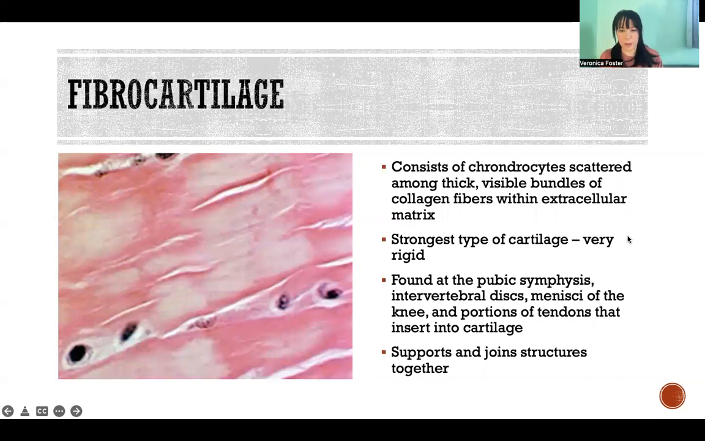Fibrocartilage is our second type. It consists of chondrocytes, meaning cartilage cells, scattered among thick, visible bunches of collagen fibers. So we've got these big, dense collagen fibers bundled up that are going in the same direction so that we have tensile strength going in the same direction. And so this is the strongest type of cartilage, and it's used to connect different structures and joints together.